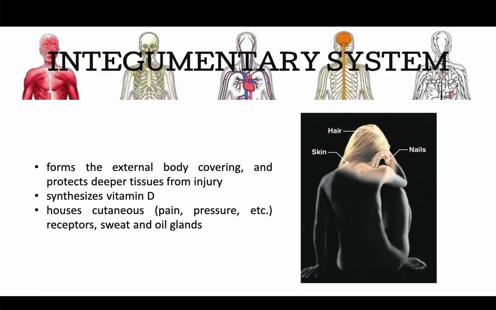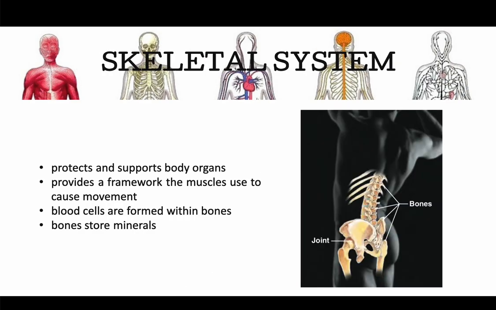So here are your systems. First is your integumentary system. That forms your external body covering and protects deeper tissues from injury. Your integumentary system synthesizes vitamin D, and it houses cutaneous receptors, that's your pain and pressure. You will learn all of those later on. Sweat and oil glands.